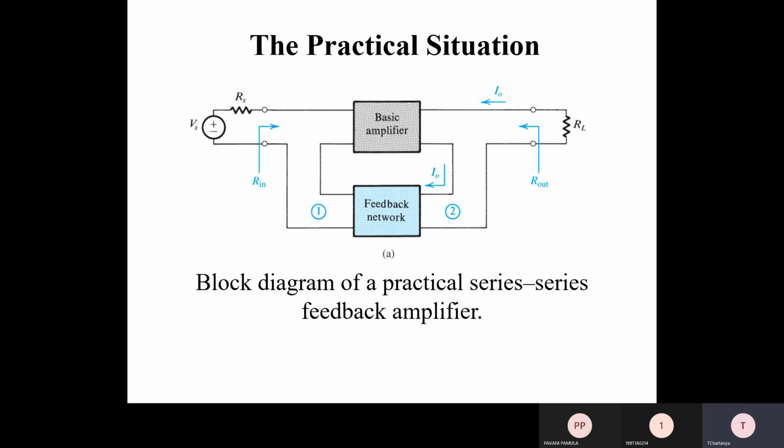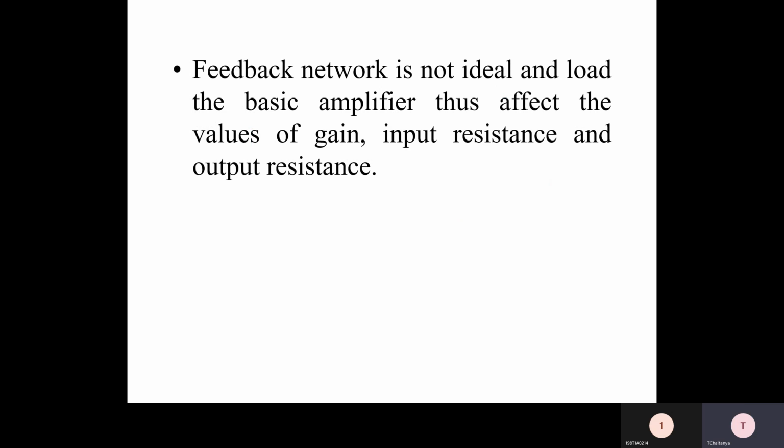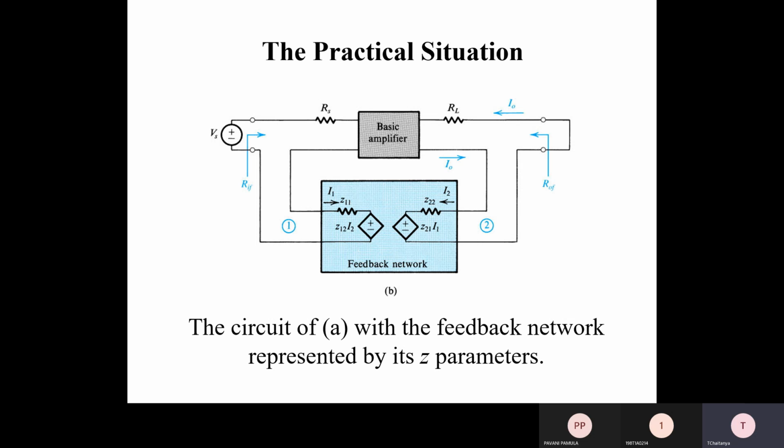See, VS is here, the source resistance is Rs, the basic operational amplifier. The load resistance is here. The output current is passed serially to the feedback network, and the feedback network will give the response to the basic amplifier. The feedback network is not ideal and loads the basic amplifier. Thus, there is an effect on the values of gain, input resistance, and output resistance. This is the practical consideration. So here also the feedback path we can take into account.